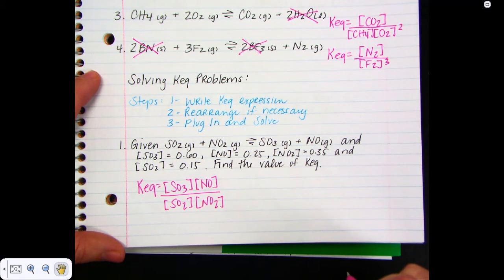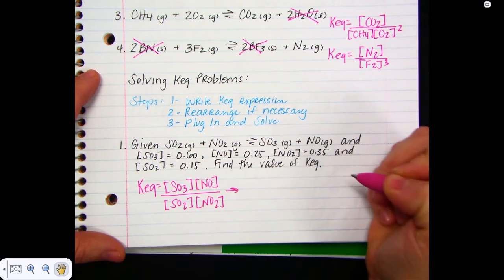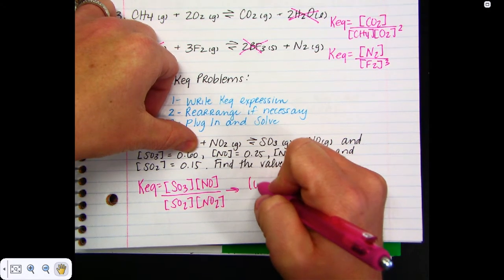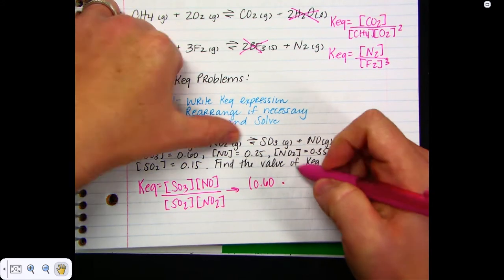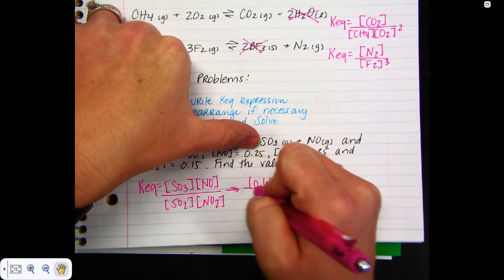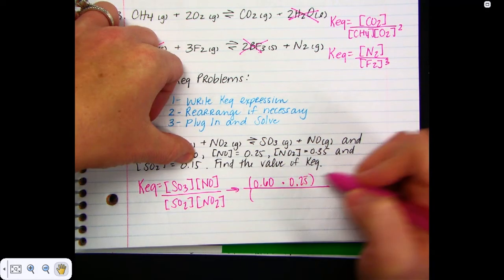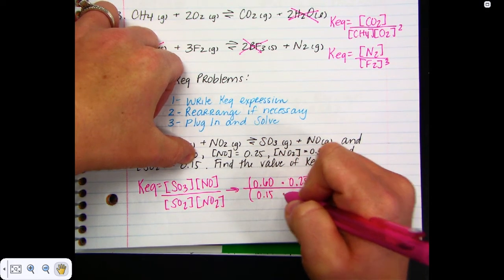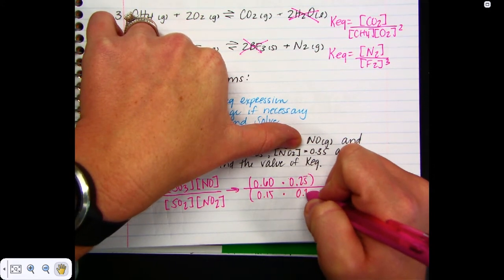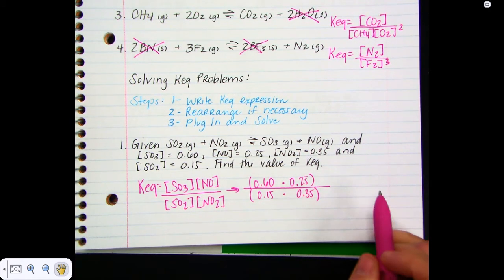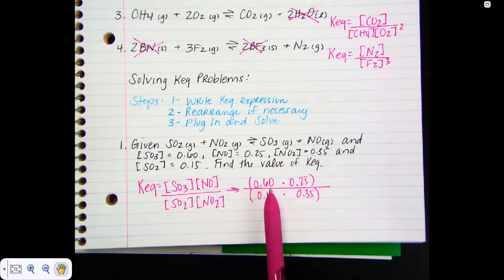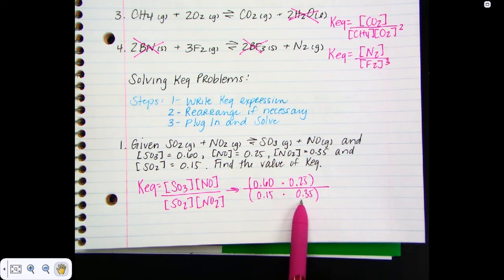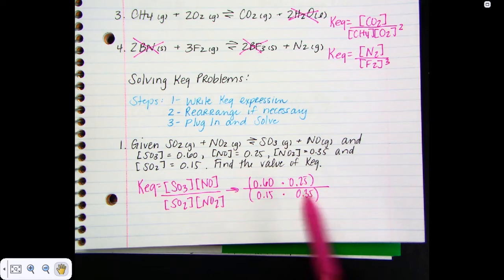All right, done, good. Now let's plug in. So SO3, 0.60 times NO, 0.25 divided by SO2, 0.15, and NO2, 0.35. All right, so pretty easy. There's no exponents on this one, so it's pretty straightforward. Biggest thing you need to watch out for is you need to make sure that these multiply together before they divide. If you type this in without putting the bottom part in parentheses, you're going to multiply here, divide by that, and then multiply your answer here, and that's not going to work.